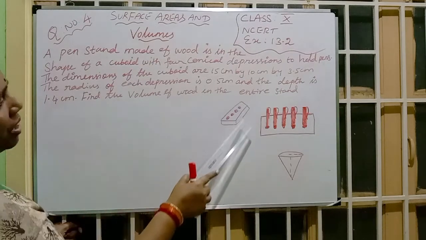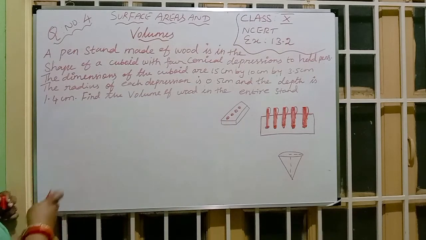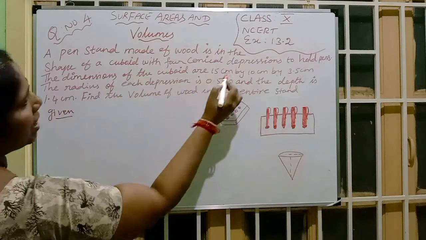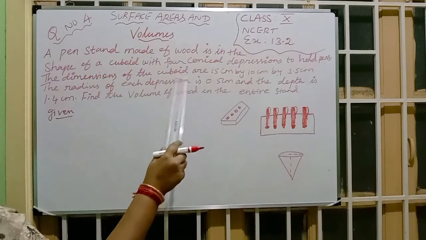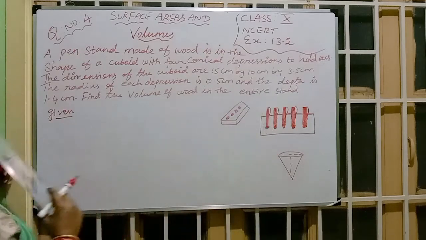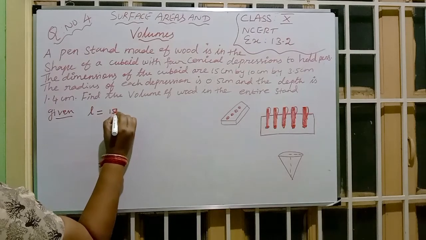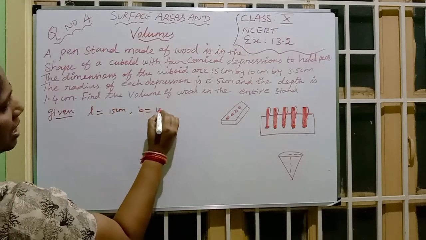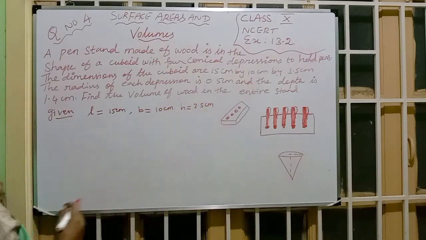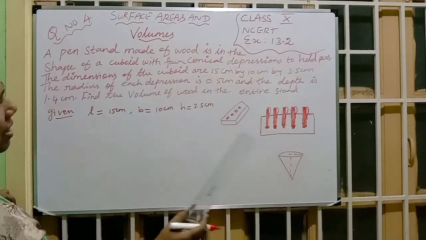Given the shape of the wood is cuboid. So, collect the given values. Dimensions of the cuboid are 15 cm by 10 cm by 3.5 cm. So consider length l is equal to 15 cm, breadth b is equal to 10 cm, height h is equal to 3.5 cm, and each depression is of conical shape.